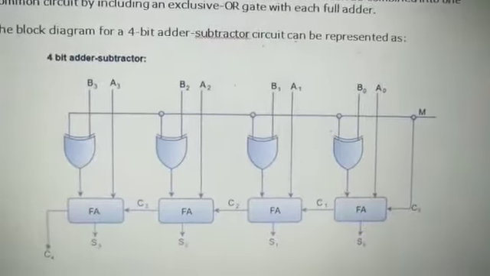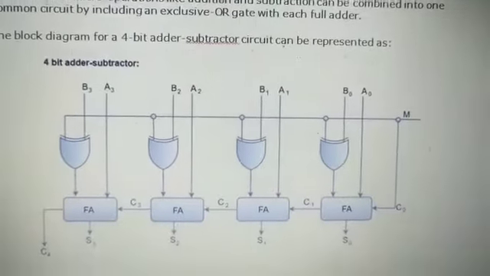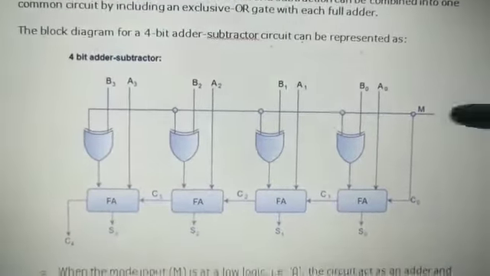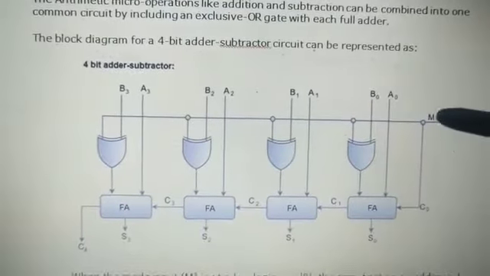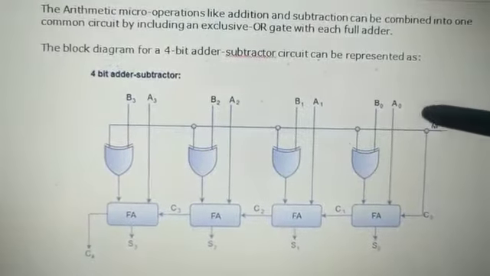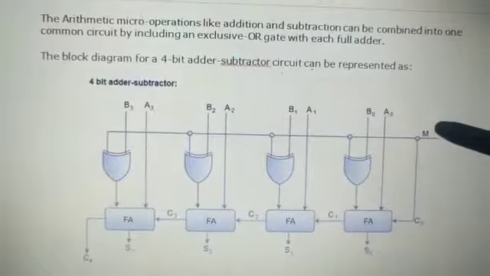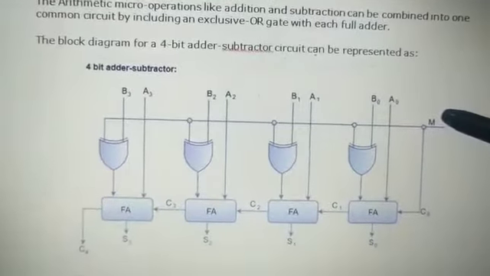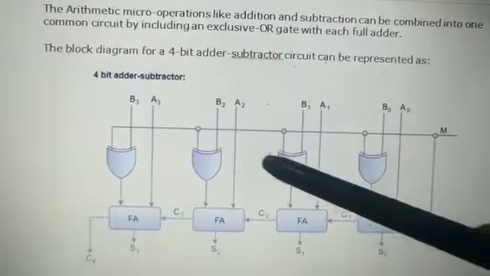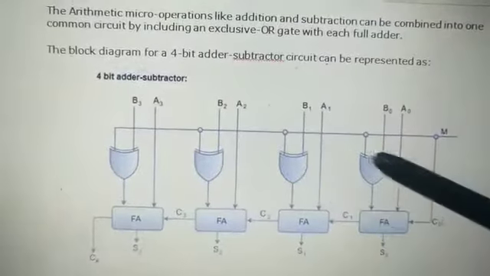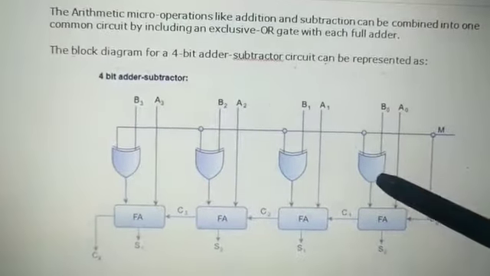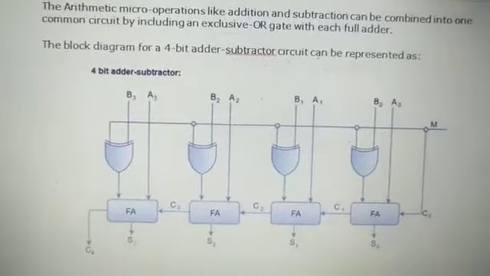This is a block diagram of a 4-bit parallel adder subtractor circuit. I am talking about the control input signal, that is the adder subtractor control line. M is denoted as the adder subtractor control line. Here the XOR gate is there. The XOR gate will find out the ones complement. Why is ones complement required over here?